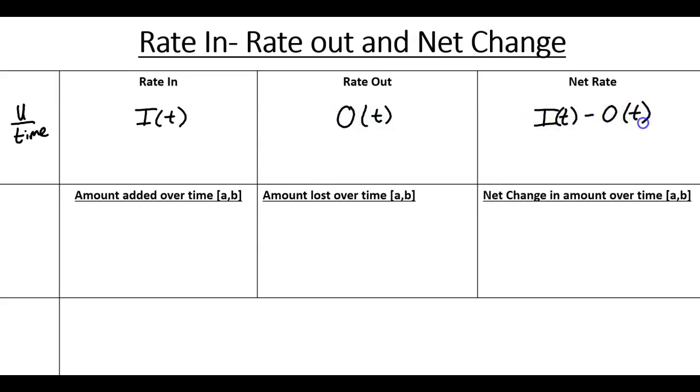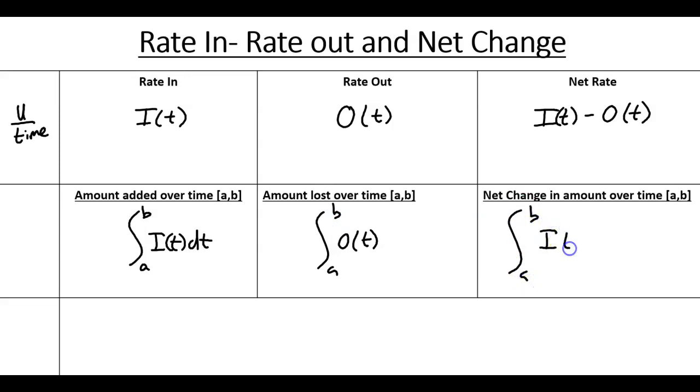You always subtract the one that's going out. The one that's going in is a plus, right? If you integrate the I of T on the interval from A to B, that will tell you the total amount that was added over time. If you integrate the rate of change going out over time, that will tell you the amount that was lost over that time period. And if you put those two things together in a common integral, then you get the net change in the amount over that time period.